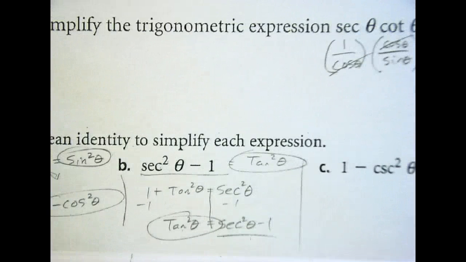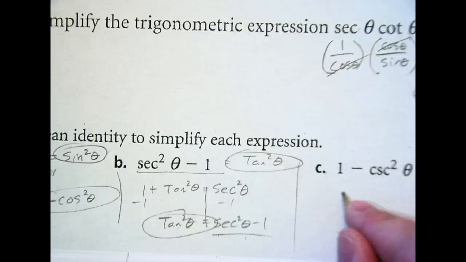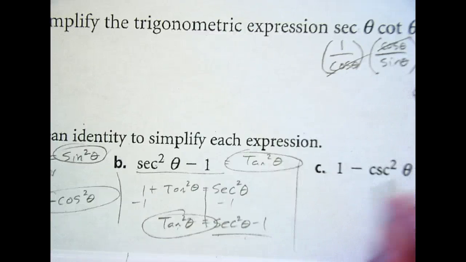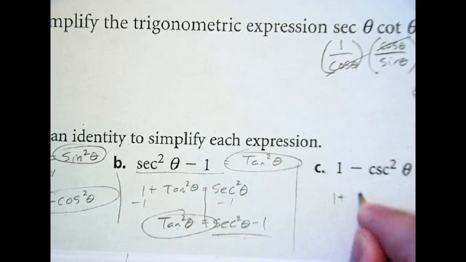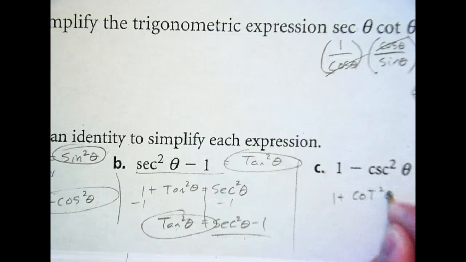Okay, last one. This right here, I get 1 plus cotangent squared theta equals cosecant squared theta.